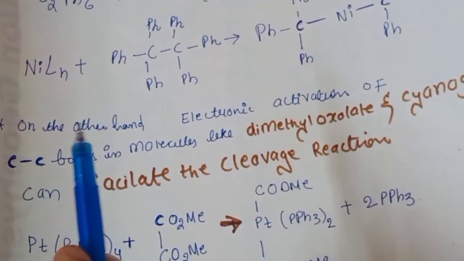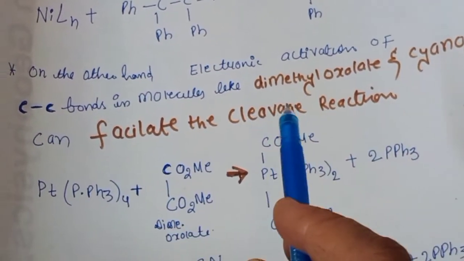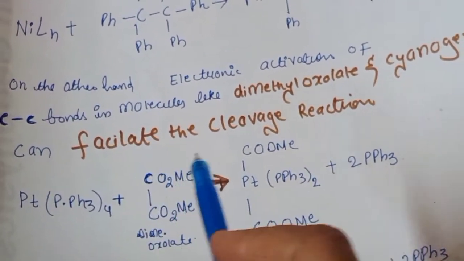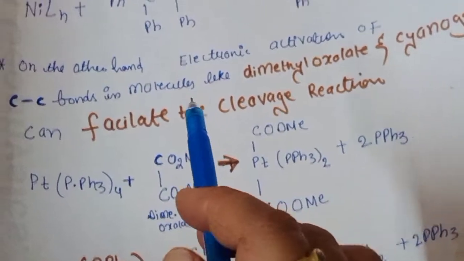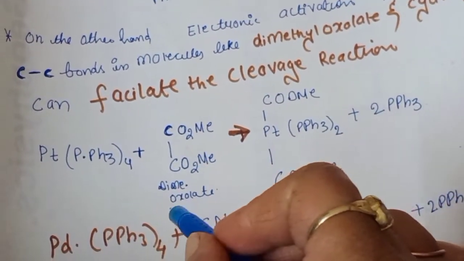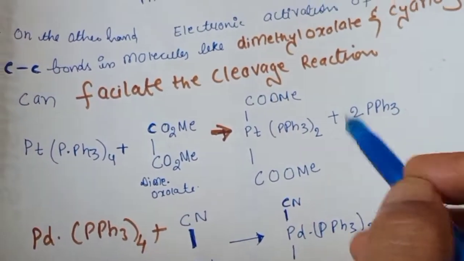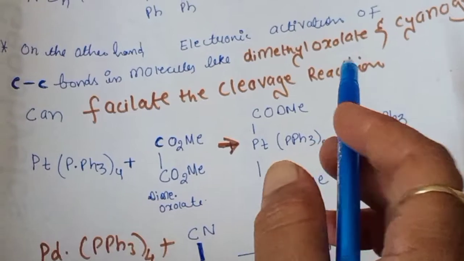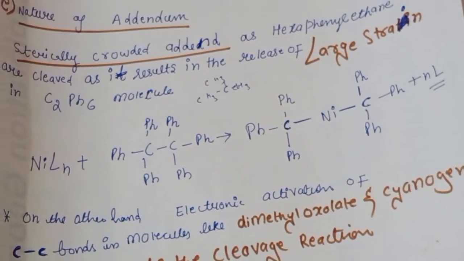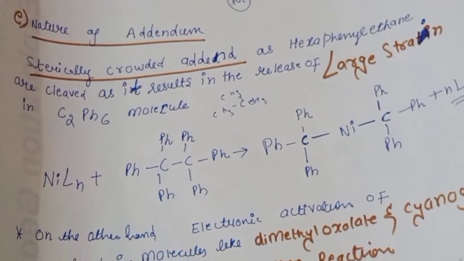On the other hand, the electronic activation of the carbon-carbon bond in molecules like dimethyl oxalate and cyanogen can facilitate the cleavage reaction. Means if in place of heavy ligands, simple molecules like dimethyl oxalate or cyanogen are present, the reaction can go easily, and this will facilitate the cleavage reaction. On the other hand, if the group is bulky, it will create a large strain in the molecule, so the reaction will not go easily.